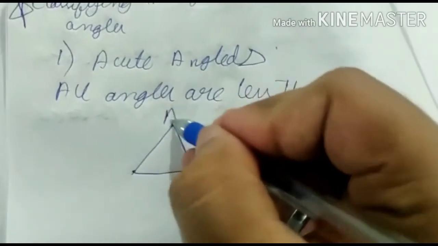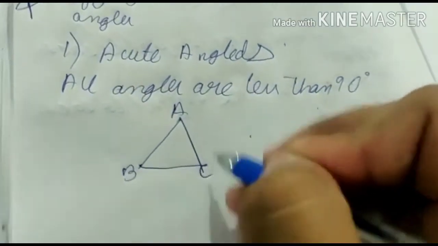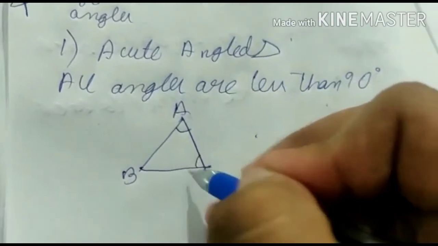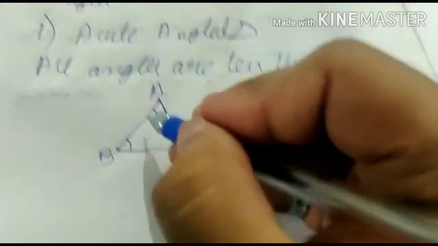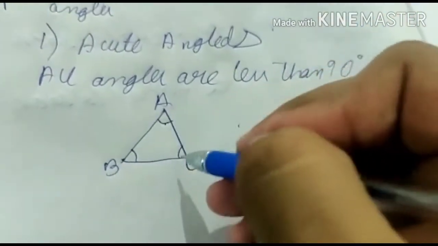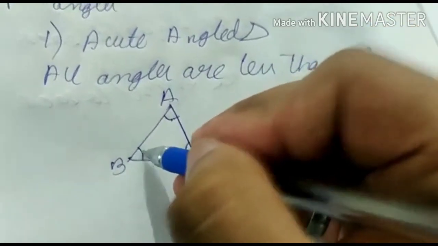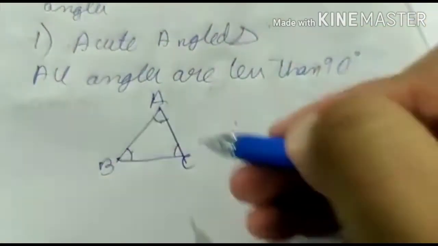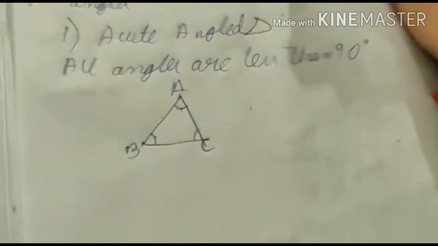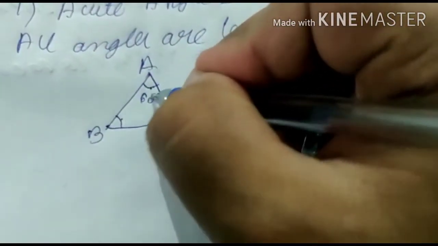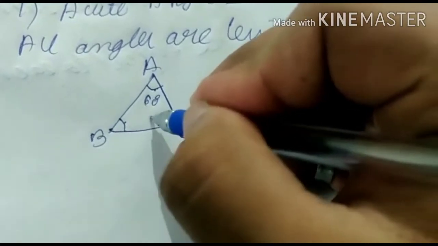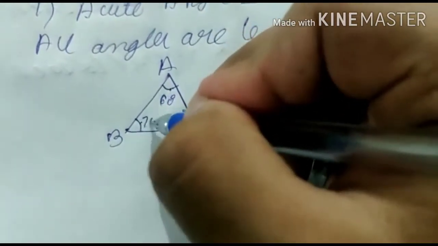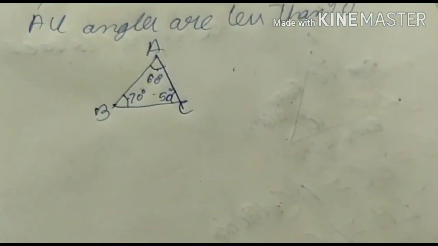Look, this is a triangle ABC. In this, if you see, all angles are literally less than 90 degrees. Like this seems to be 60 degrees, this is 70 degrees, and this is about 50 degrees. So 60, 50 and 70 are all less than 90 degrees. Okay, all are less than 90 degrees.